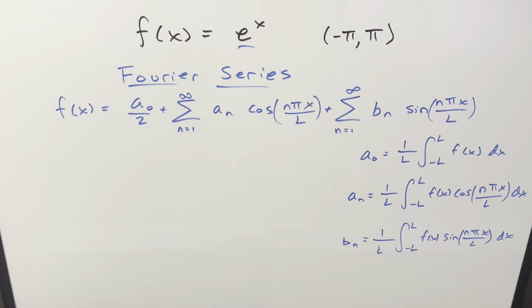Okay, we've got something interesting and different today. I want to derive the Fourier series for e to the x from minus pi to pi. We have here all the formulas on the board. I'd like to say that I derived these in a previous video, but I haven't done that video yet, so we'll have to work on that.